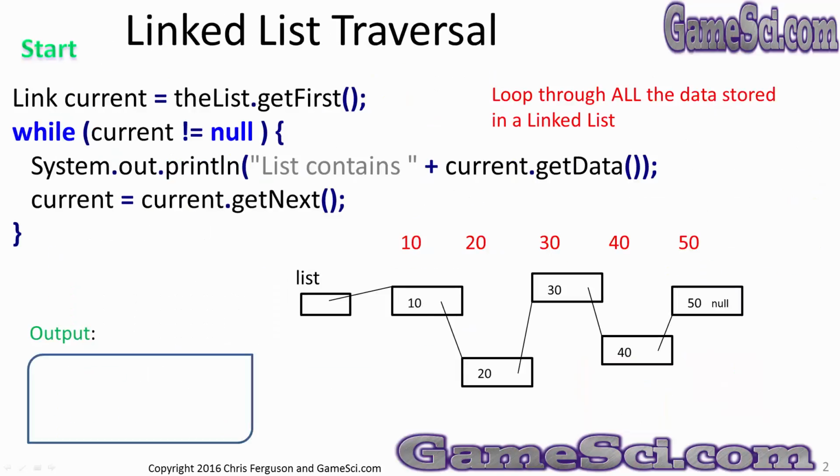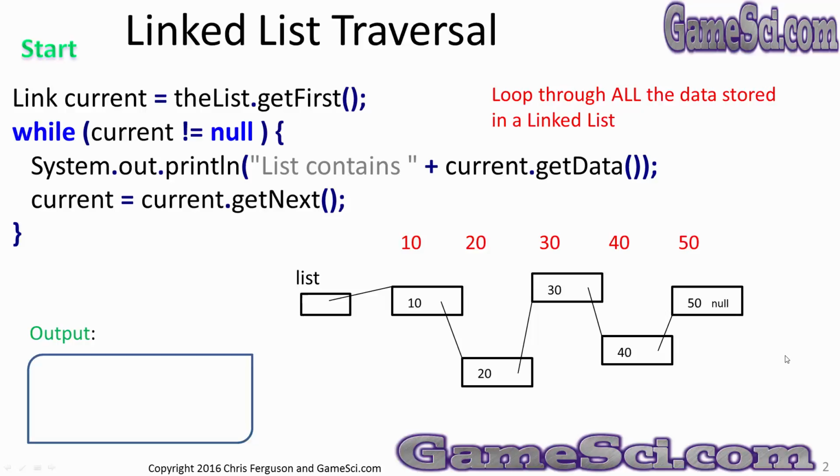Linked list traversal. What we're going to do is loop through all the data stored in a linked list. Recall a previous example. Here's our list and it links 10 and 20 and 30 and 40 and 50. A traversal of this linked list would visit 10, 20, 30, 40, 50 and stop when it hit the null here at the end. That's it.